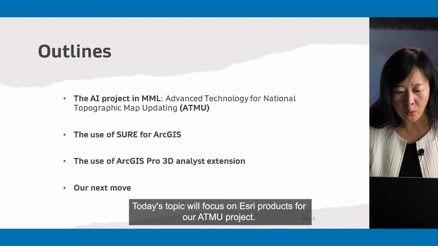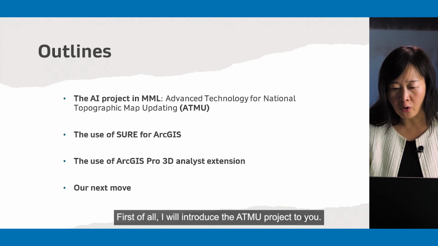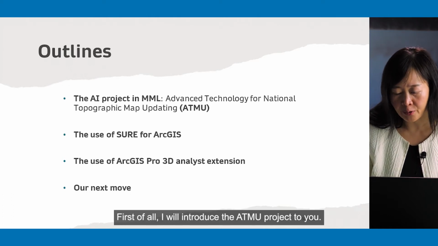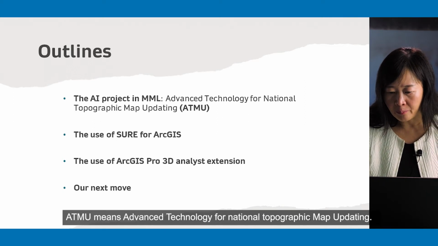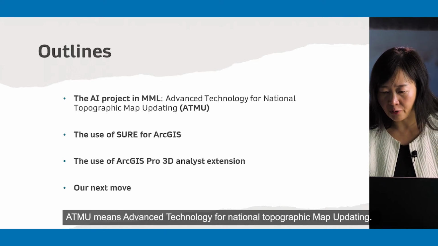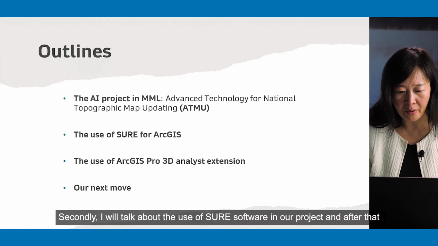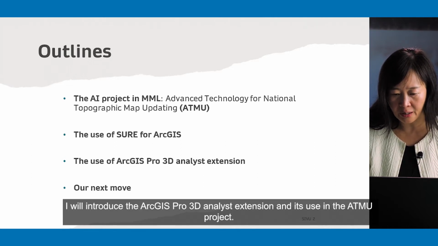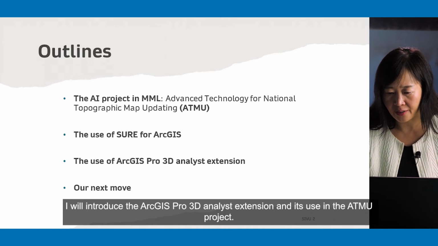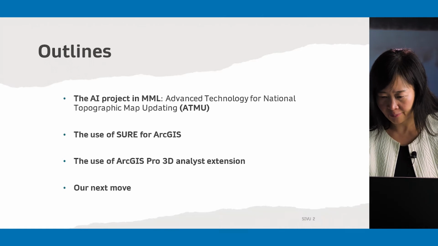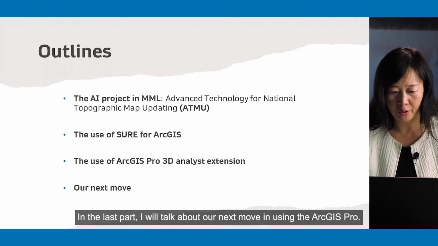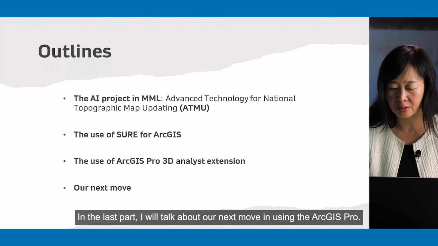So today's topic will focus on Esri products for our Autumn project. First of all, I will introduce the Autumn project to you. Autumn means Advanced Technology for National Topographic Map Updating. Secondly, I will talk about the use of Sure software in our project. And after that, I will introduce the ArcGIS Pro 3D Analyst extension and its use in the Autumn project. So in the last part, I will talk about our next move in using the ArcGIS Pro.